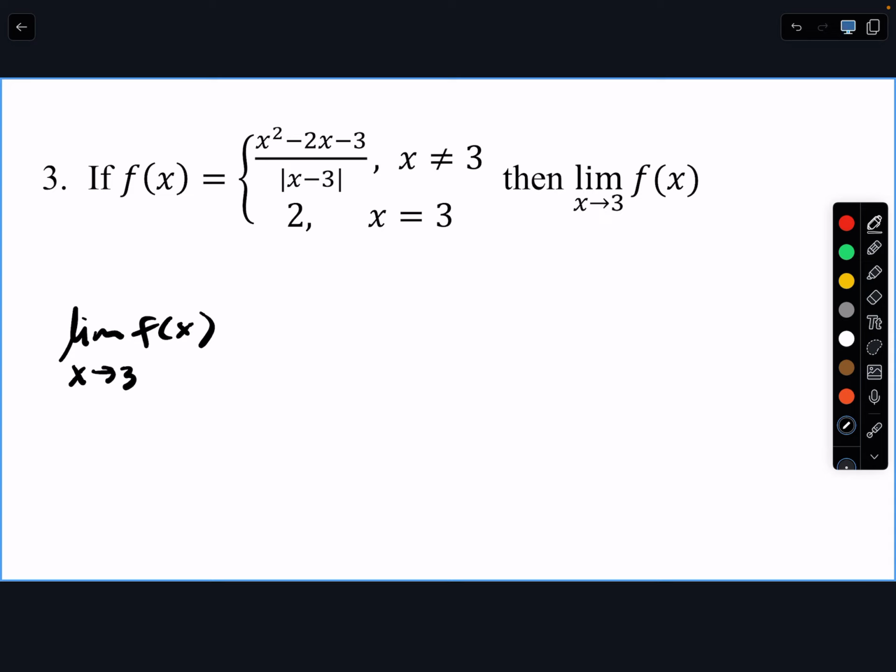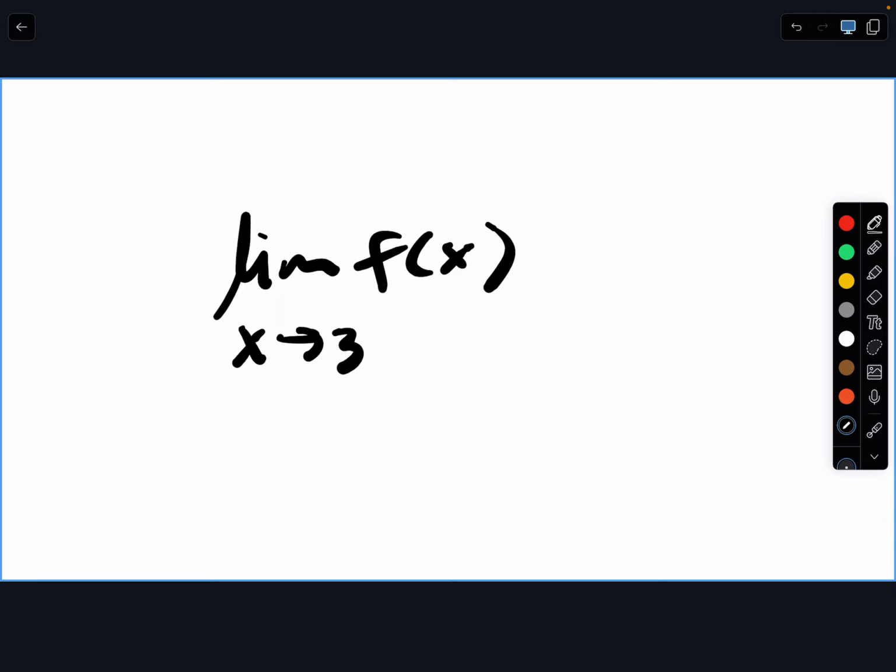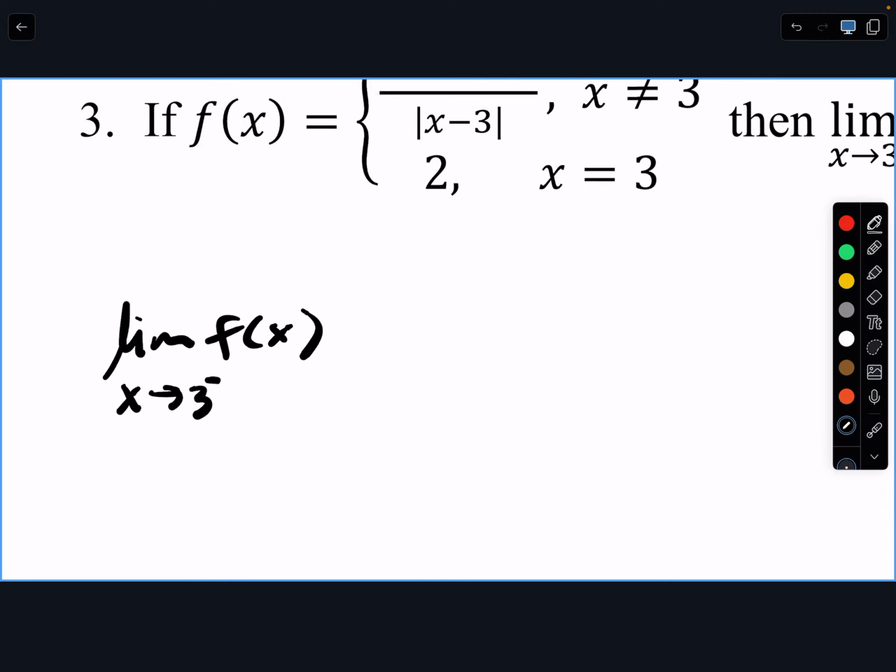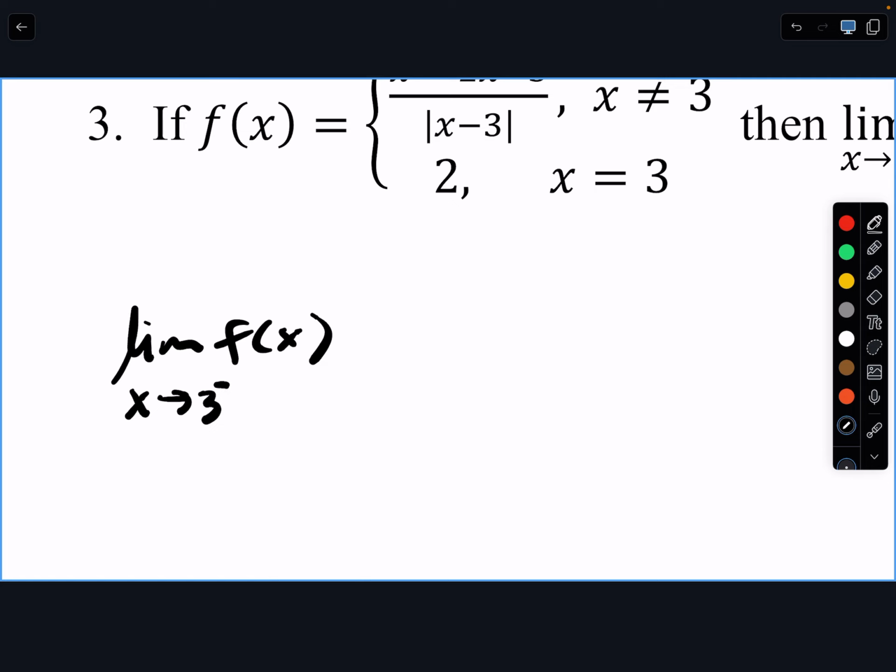And then you're like, 0 over 0, this kind of looks like Jumpman. We see that? So then you might think, oh, this is kind of a Jumpman situation, so I'm going to think about the one-sided limit. So the limit as x approaches 3 from the left.